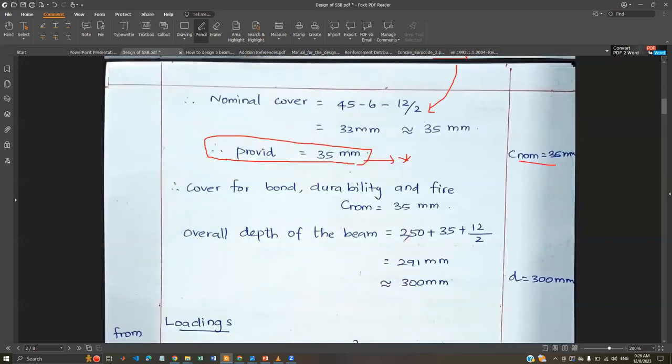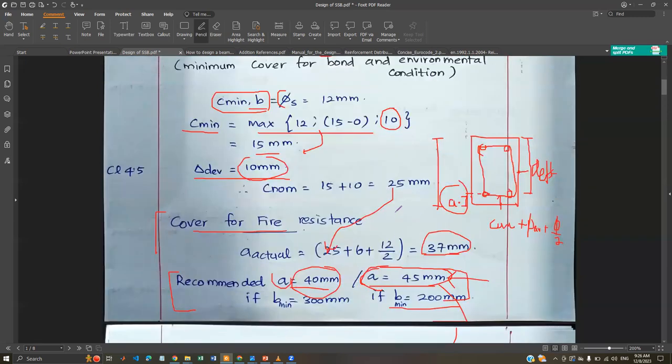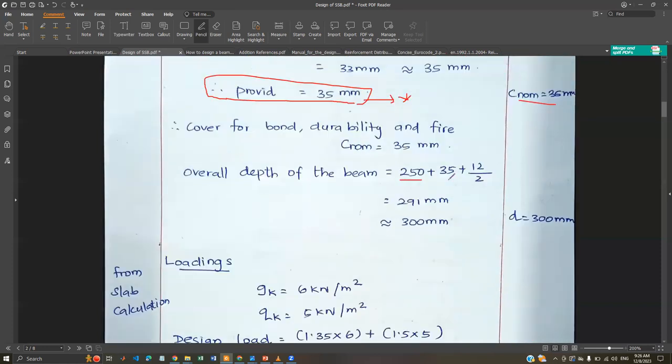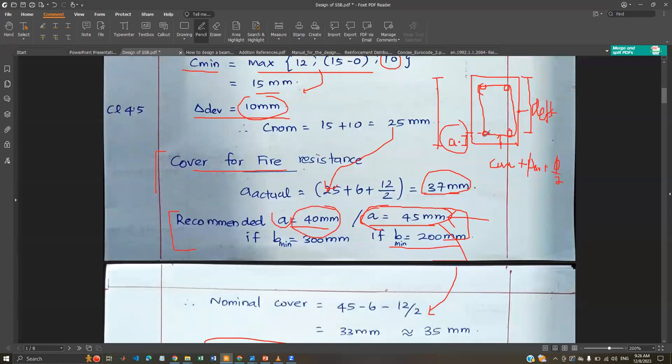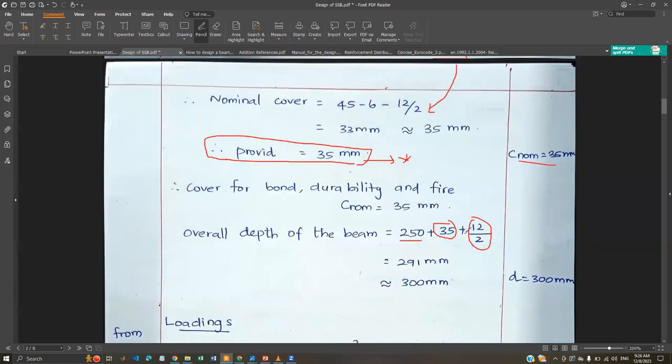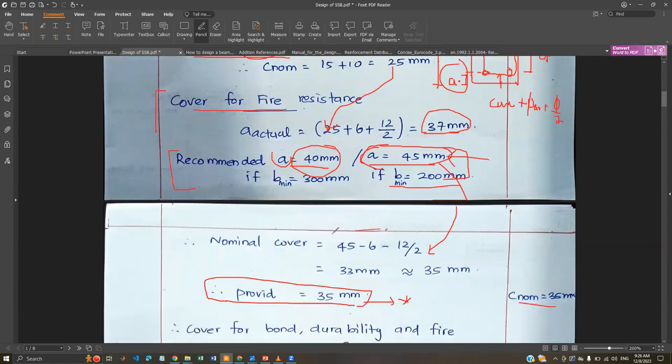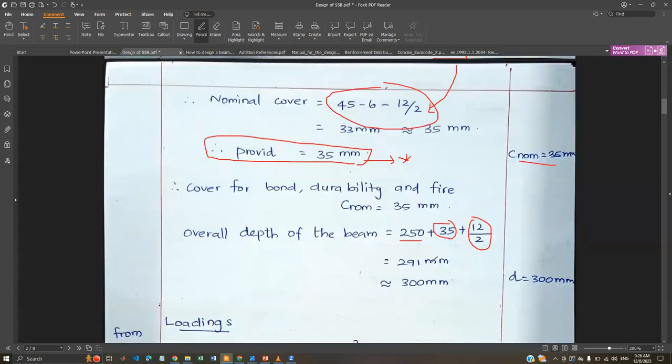You can see the 250 is what I have found as the minimum effective depth, plus this is the cover, and this is the half of the bar diameter. So I just incorporate half of the bar diameter, because the other part I have mentioned already here. So I can just go with half of this part to complete the entire design.